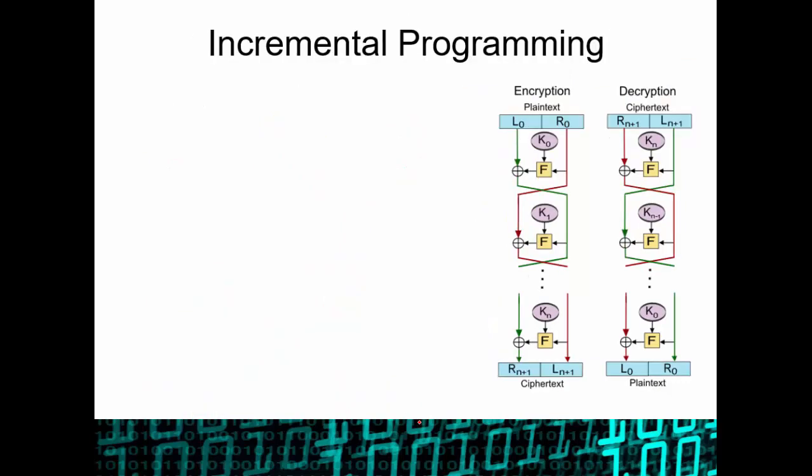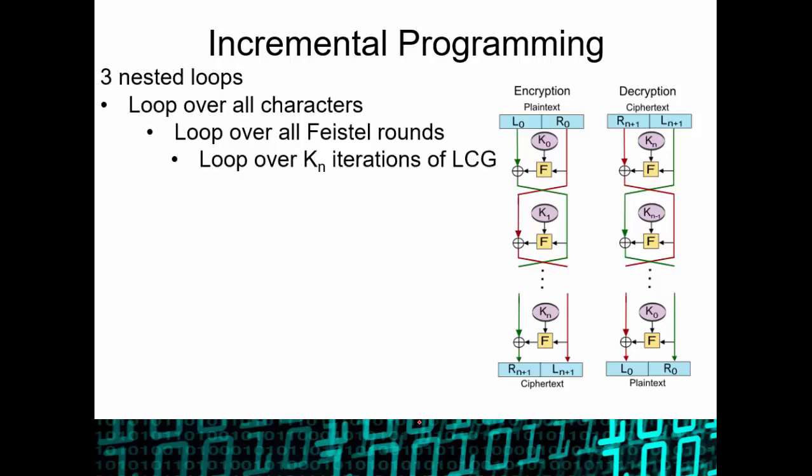All right. Just a little bit of advice. This is going to be one of the more challenging programs to write. You'll do this incrementally. I've got it broken down into parts. And what you're going to be doing is doing this in 3 nested loops. The innermost loop is going to be looping through the LCG. This will be that part right there. And then you're also going to loop over the number of Feistel rounds you do. And you're going to do 3 Feistel rounds.